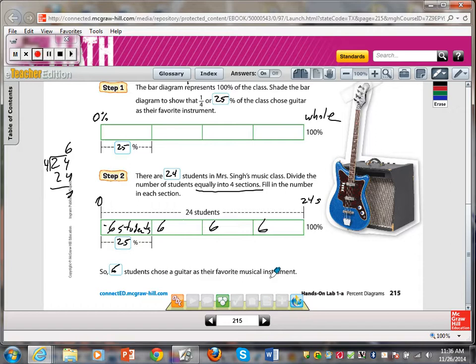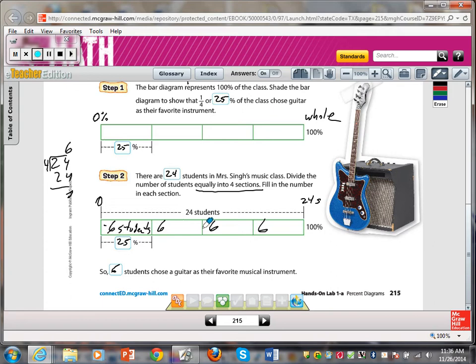So it's pretty self-explanatory. If you draw yourself a percent bar that represents 100% of what you got, and then if they want 1/4, 1/5, 1/6, or any fraction, you could basically cut that percent bar into that many pieces and divide your whole number, which we did here, our 24, by those pieces that you broke it into, and that will give you each section.